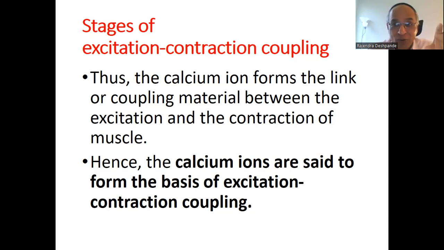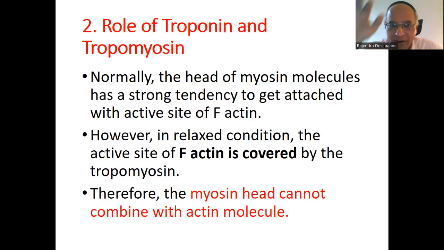This can be an MCQ. There will be an MCQ: dash ions are said to form the basis of excitation and contraction. The answer is calcium ion. There will be options like sodium, iron, potassium. Don't get confused. Calcium ion is important for muscle contraction.